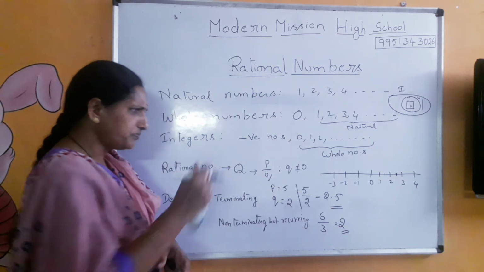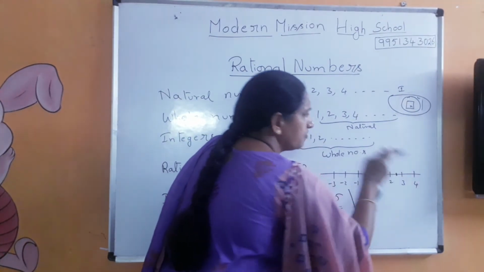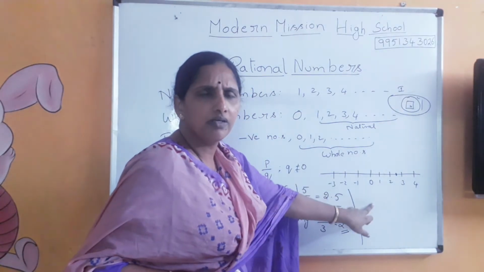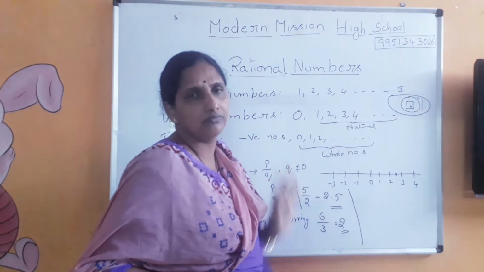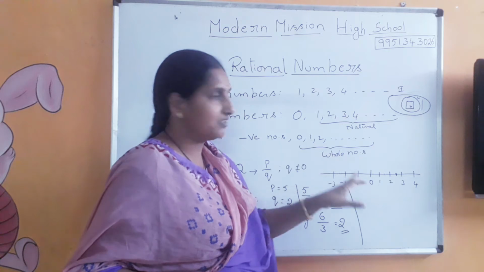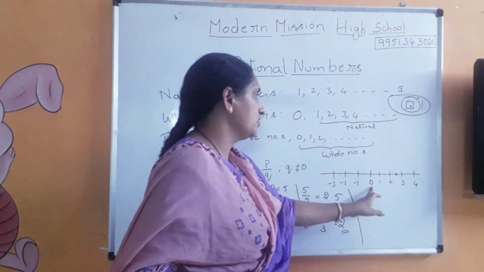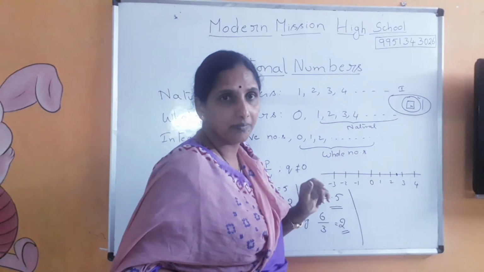Now here you can very easily identify everything can be expressed in the form of P by Q. See, even 0. 0 by 1 is 0. Of course, 0 by anything is 0. This is what you have to remember. 0 divided by anything is 0. So you are getting 0 again. 0 falls in rational numbers. Of course, 0 is also an integer.